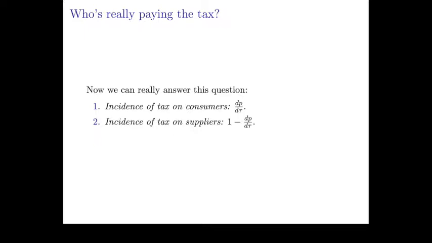So now we can really answer this question of who's paying the tax. The proportion of the tax being borne by the consumers is dp d tau. So if we start increasing the tax a little bit, the part of the tax that the consumers pay is dp d tau. The rest is borne by the producers.